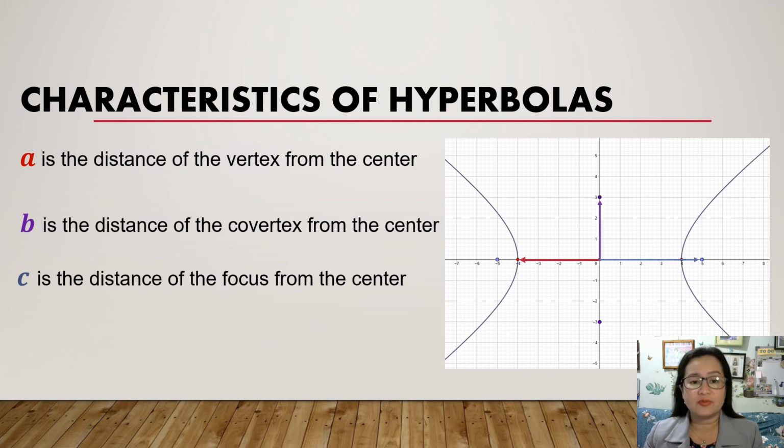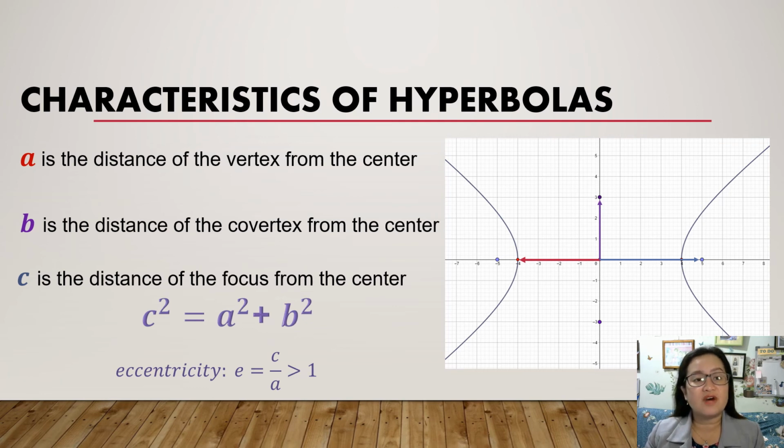These three variables are related to each other. We can equate c squared equals a squared plus b squared. To find the eccentricity of hyperbolas, we also need to get the ratio of c to a, and take note that the eccentricity of hyperbolas is always greater than 1.